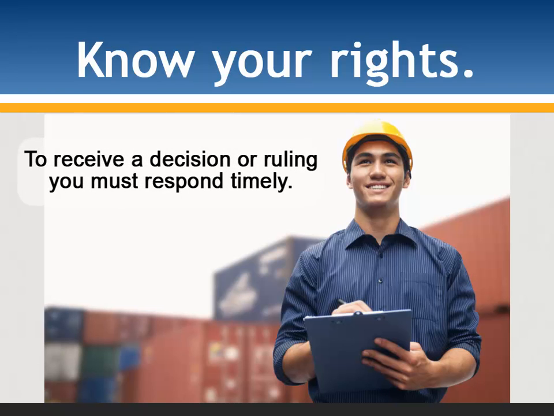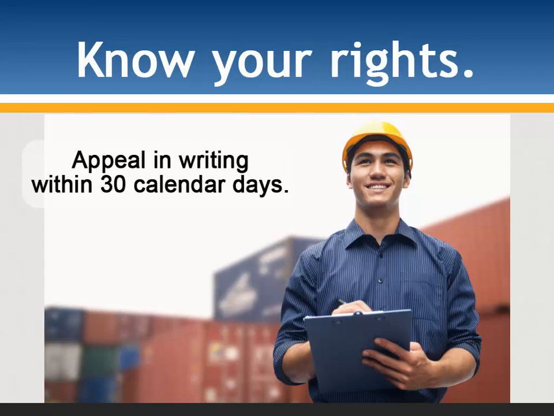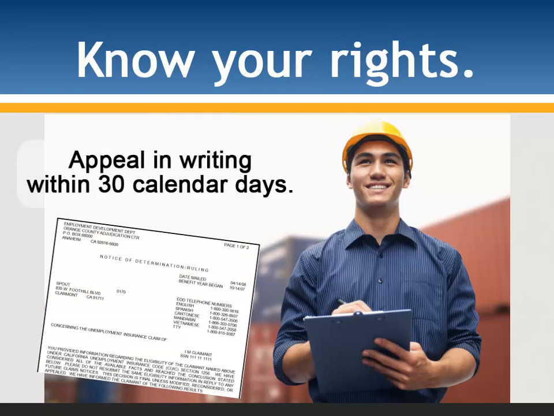In order to receive a decision or ruling regarding a claimant's eligibility for UI benefits, you must respond timely to our request for separation information. This is important because these documents advise you whether or not your UI reserve account will be charged. If you respond timely, you also have the right to appeal an eligibility decision by submitting your request in writing to us within 30 calendar days from the mailing date of the notification.